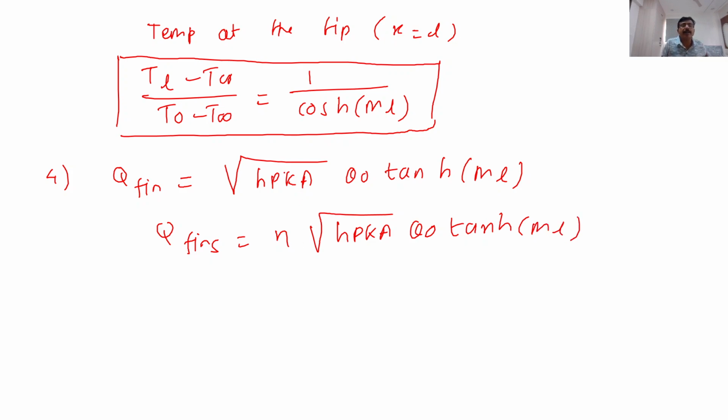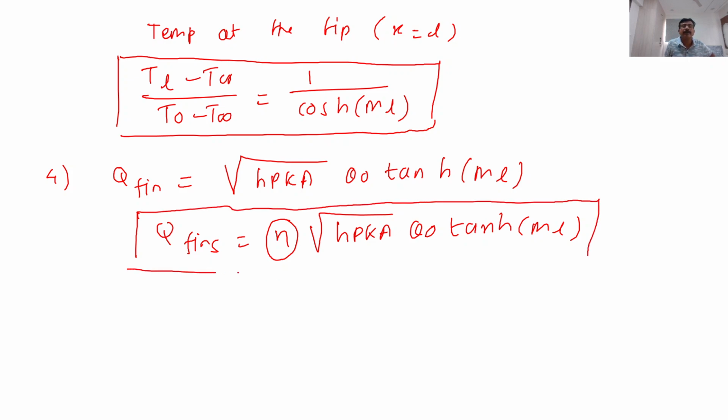What is the difference between earlier formula and this formula? Earlier formula is only for a single fin, and if there are n number of fins, then the formula becomes Q fins. Instead of single fin, it is now number of fins. Q fins is equal to n, n means number of fins, multiplied by heat transfer rate from a single fin. So this is the formula to get the value of heat transfer rate from the fin surface.